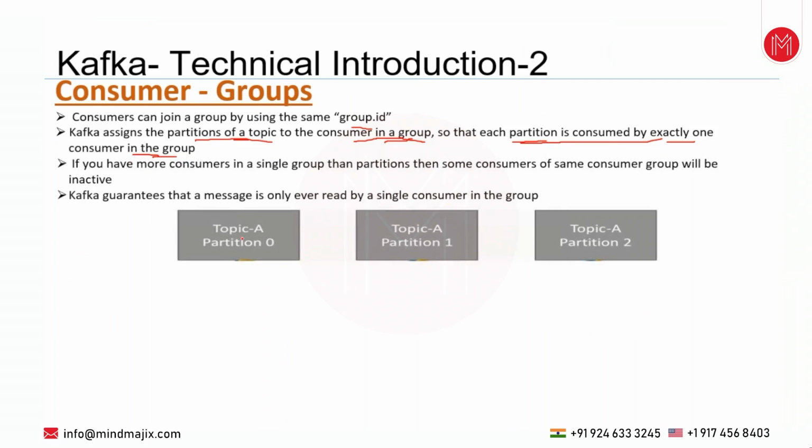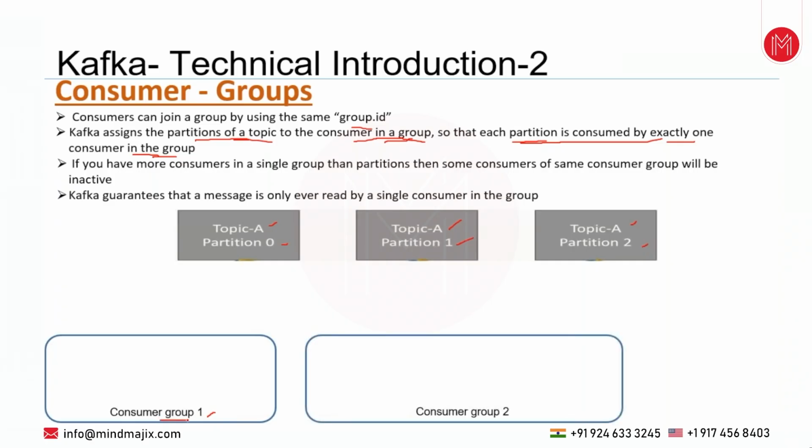For example, I have a Kafka cluster. In the Kafka cluster, I have created a topic with 3 partitions. So topic A is having 3 partitions: partition 0, partition 1, and partition 2. Now, I have a consumer group called consumer group 1, which is the consumer group name. And I have another consumer group, say consumer group 2, and another consumer group, say consumer group 3. So total 3 consumer groups.